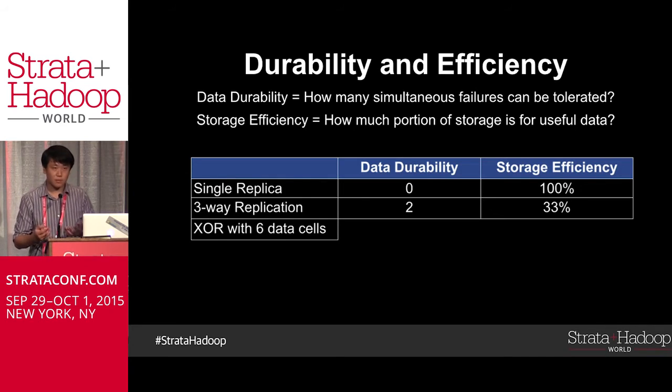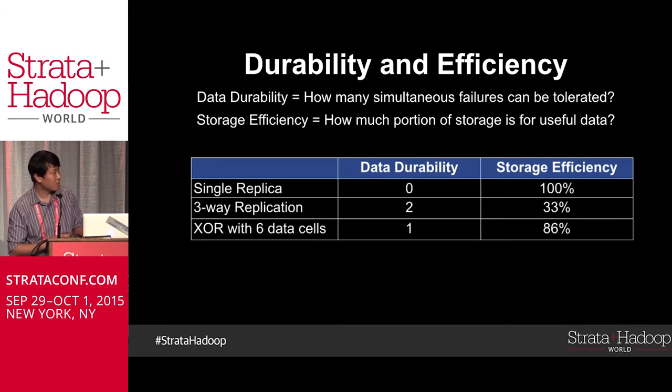If you have XOR, but instead of having 2 input bits, as in our example, you have a longer input array, like 6 input bits, and you calculate the XOR of all the 6 bits, then you can still tolerate 1 failure. Data durability is 1. But you're storing 7 useful bits using 8 bits of space. That means the storage efficiency is 86%.